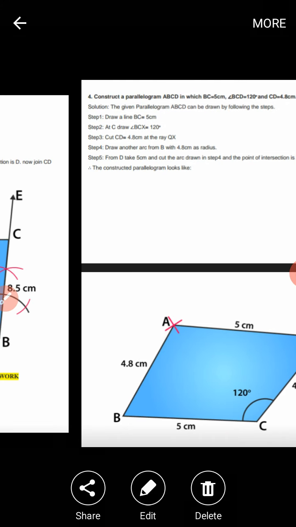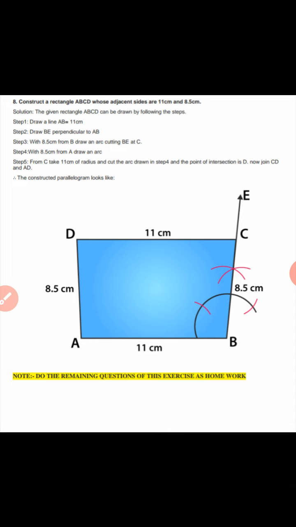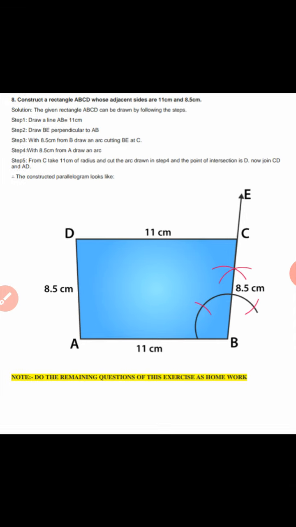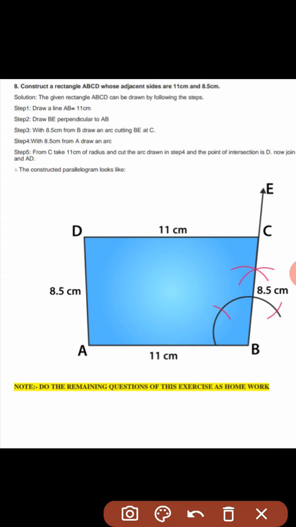Now after this, see next question. In question number 8 we have to construct a rectangle ABCD whose adjacent sides are 11 centimeter and 8.5 centimeter. So in solution, the given rectangle ABCD can be drawn by the following steps. Step number 1, draw a line AB equal to 11 centimeter. So this line AB is 11 centimeter.